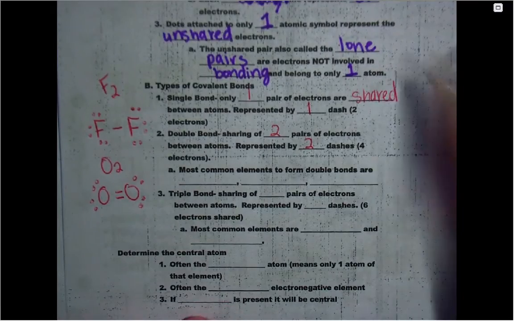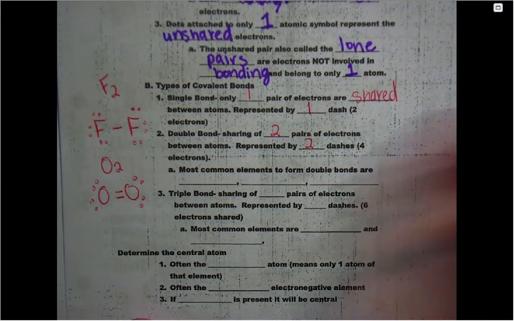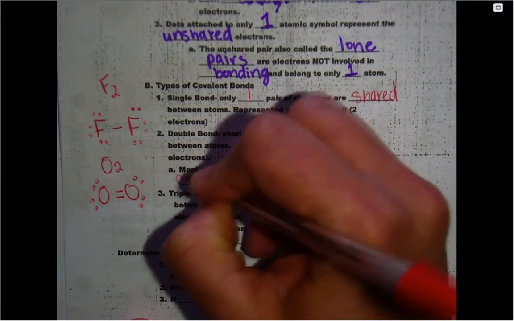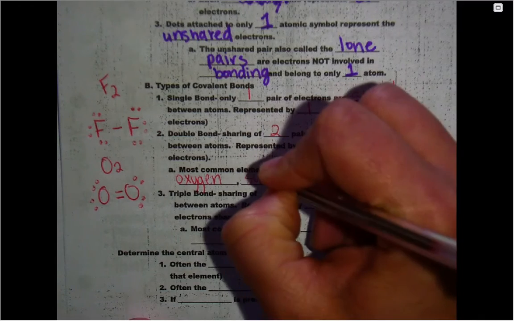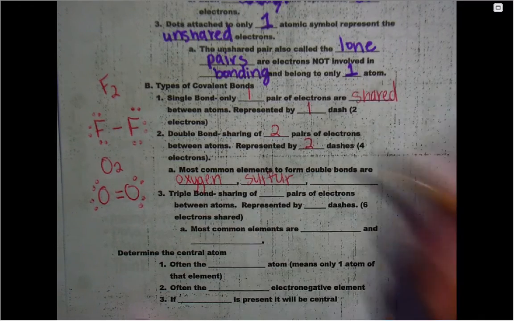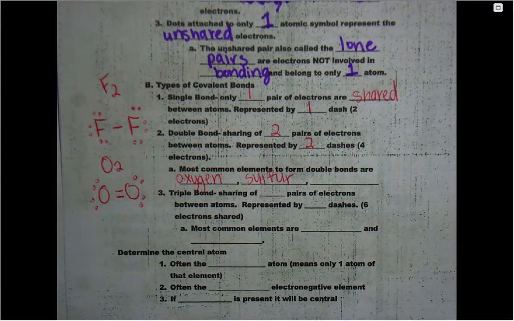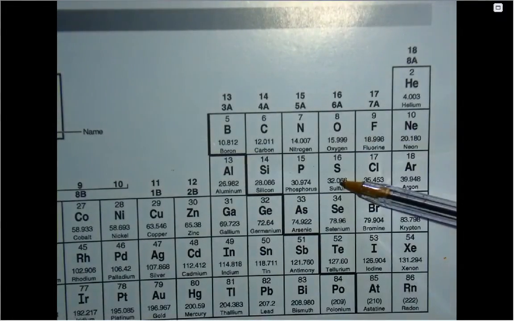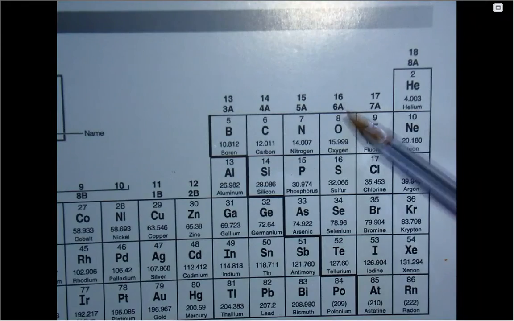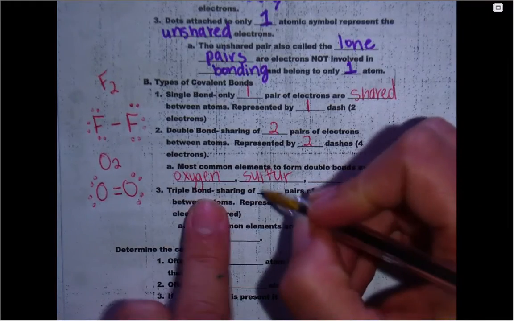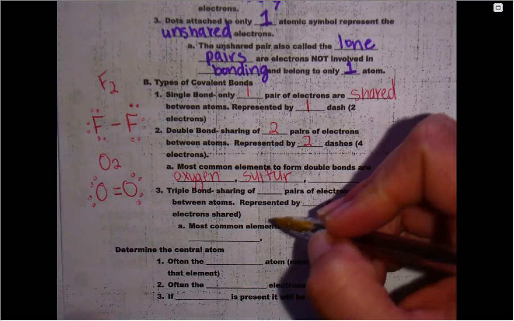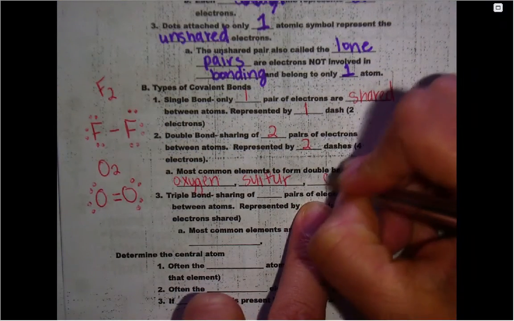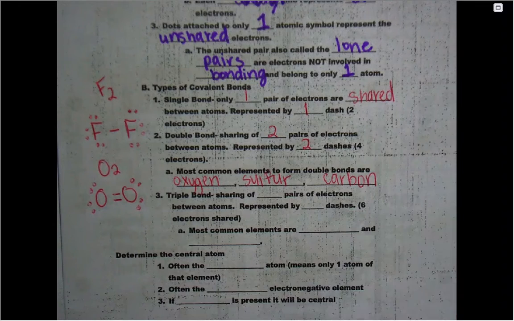All right. So the common ones for double bonds are going to be something like oxygen or sulfur. And if you look at your periodic table, what do oxygen and sulfur have in common? They're in the same group, exactly. Oxygen and sulfur, they both have 6 valence electrons. They're in that same family, okay? So that's why anybody from group 16, really, okay? The other one that we're going to add to this is carbon. Carbon can also double bond. You'll usually see a double bond with one of those 3.